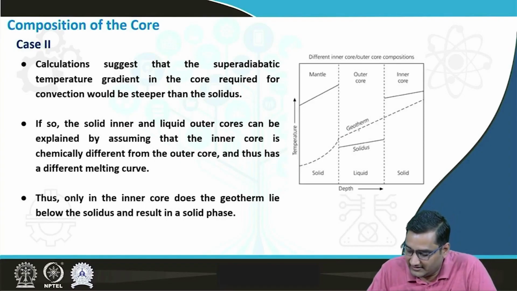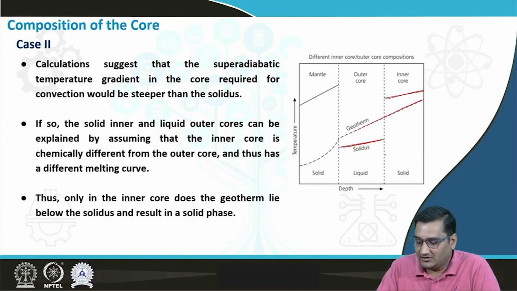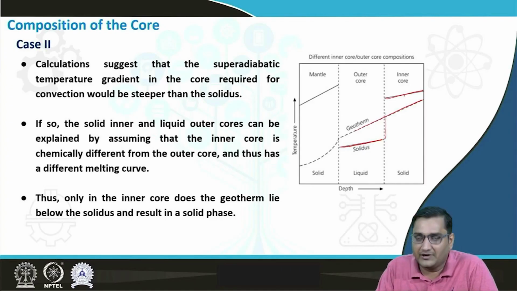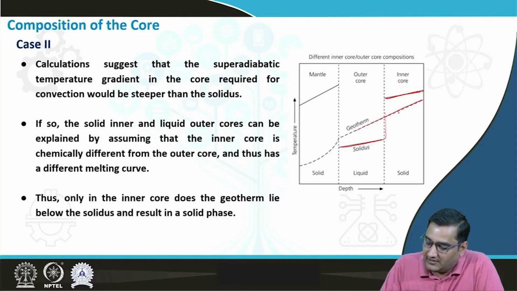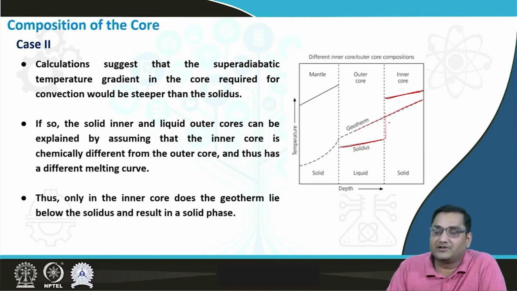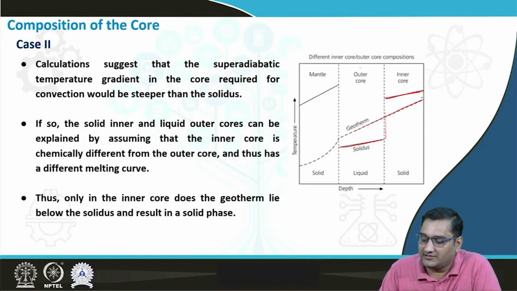So you can see that the geotherm is much steeper, and here the solidus is shallower in this case, because the outer core and the inner core are chemically different, so there is an offset between them. Obviously, since the inner core has a different chemical composition than the outer core, they should have different solidus curves. If you look at their slopes, the geotherm is much steeper than the inner core solidus. In the outer core, since it is liquid, the geotherm is above the solidus. In the inner core, the solidus is much above the geotherm.